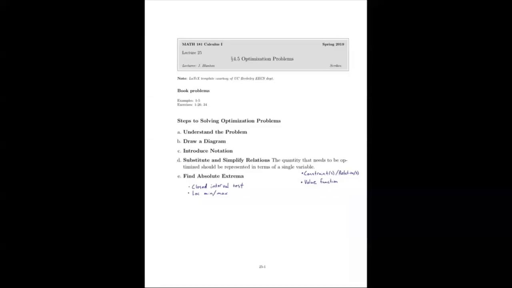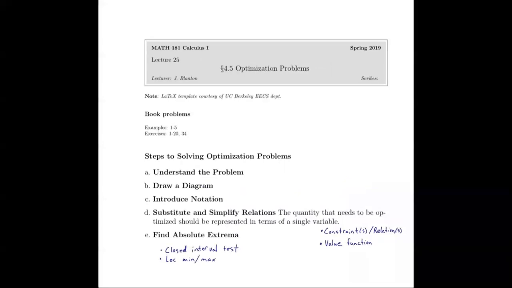Section 4.5 is optimization problems. And this is perhaps one of the most important uses of the derivative of a function when it comes to applications of calculus. It's also one of the more interesting uses.